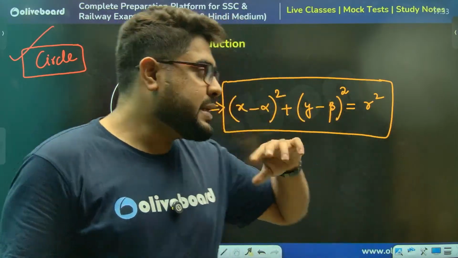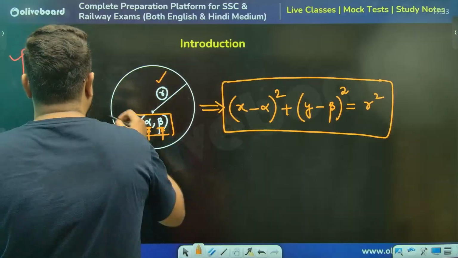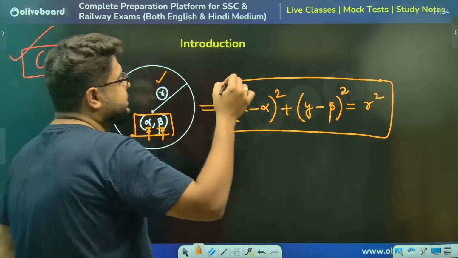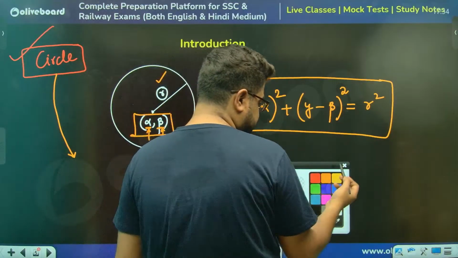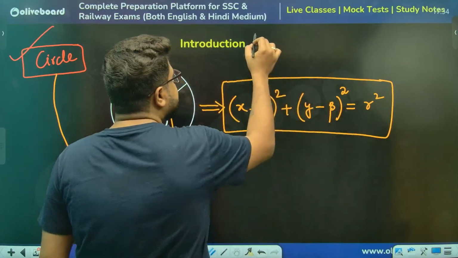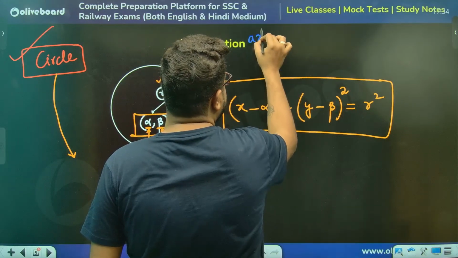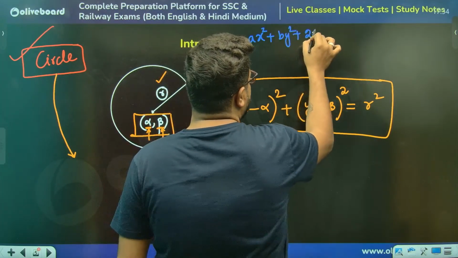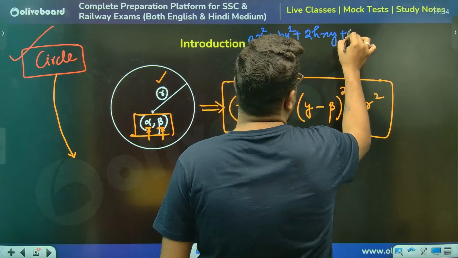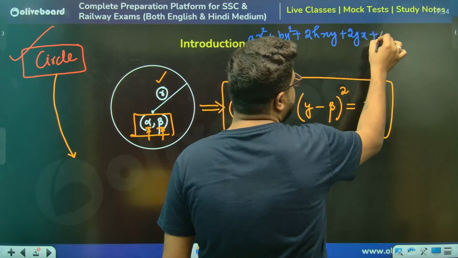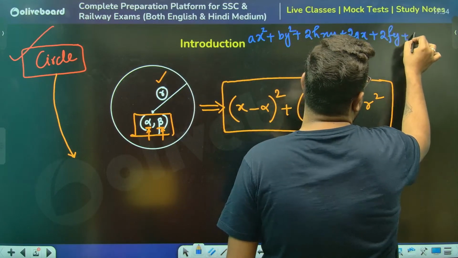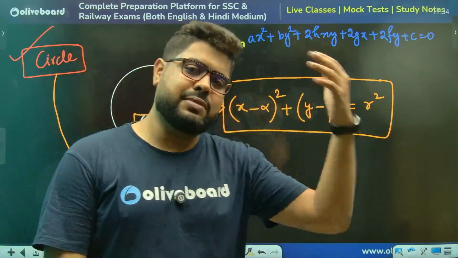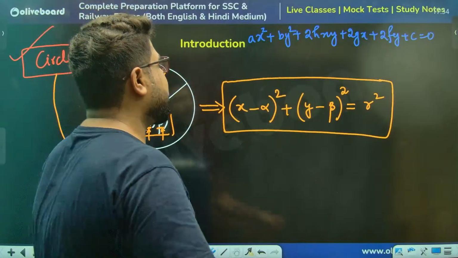But there is the opposite way as well. They can give you the circle equation. So the general second degree equation, I'm going a little advanced in mathematics here. The general equation of second degree looks something like this: ax square plus by square plus 2hxy plus 2gx plus 2fy plus c equal to 0. From there you get delta. There are so many things.